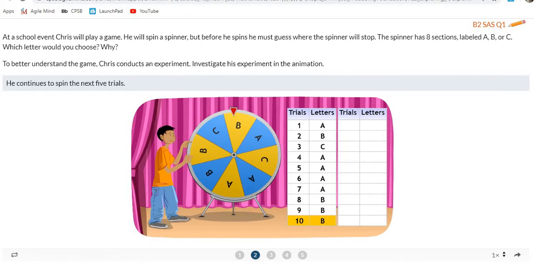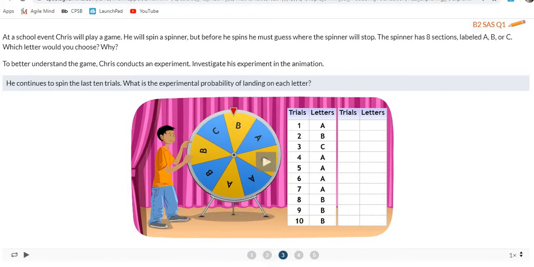Are A and B closer to 50-50? Yes. Is it dead on 50-50 between them? No, but they're closer now that I had more trials. So I should expect with the next 10, it should get even closer. He does it really fast here.